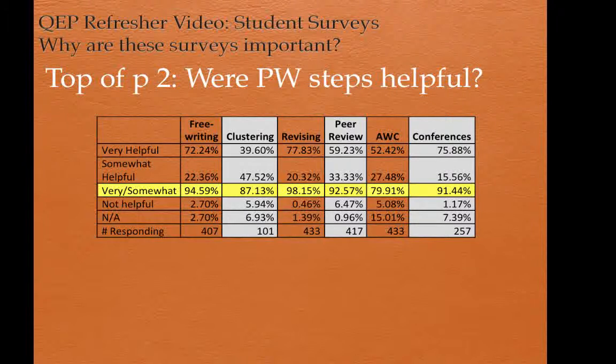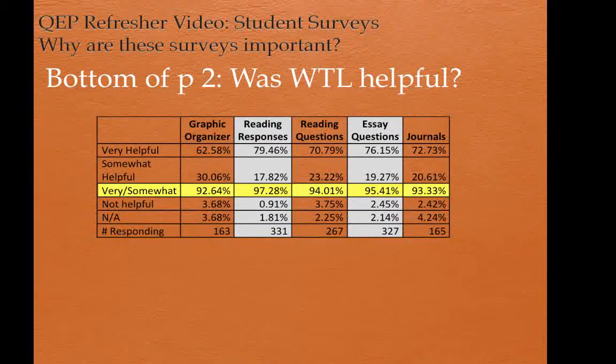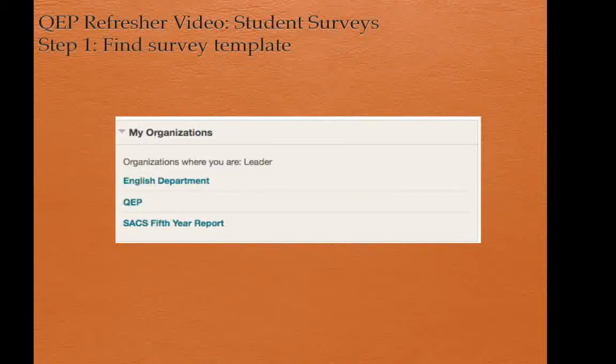Now, on the top of page 2, we ask the students, were the process writing steps helpful to you? And because we ask those questions, we can report this kind of information. I report that both in the aggregate and to you individually as an instructor. At the bottom of page 2, we ask, were the writing to learn activities helpful to you? And I report this both in the aggregate, which is what this is here, and then to you individually what your class answered. So that's why we do it.